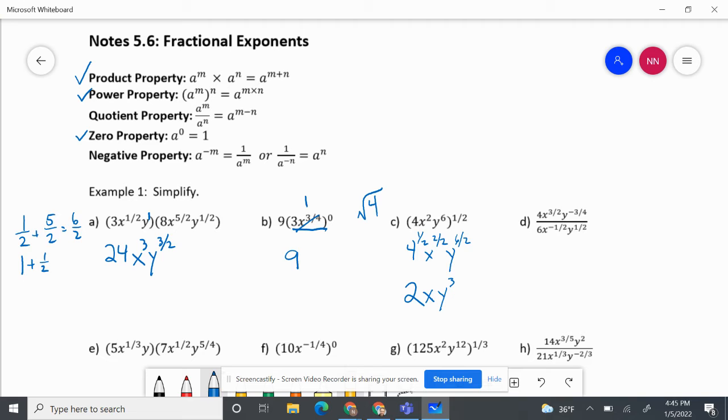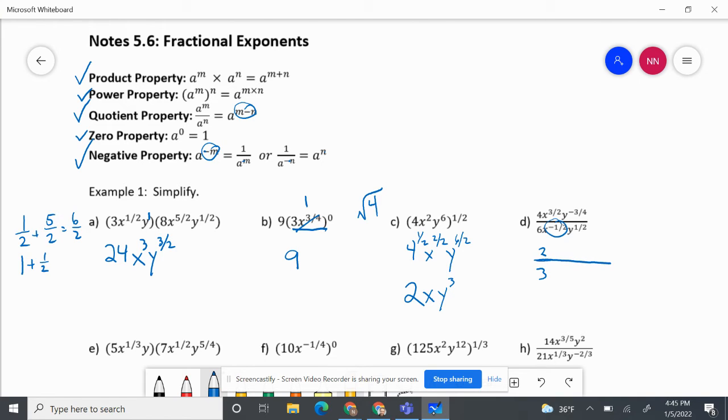Now for letter D, this combines both of them. Quotient property, when we divide, we subtract the exponents. And then negative property, whenever we have a negative exponent, if it's on the top, we bring it to the bottom, or if it's on the bottom, we bring it to the top. So we have 4/6, which reduces to 2/3.